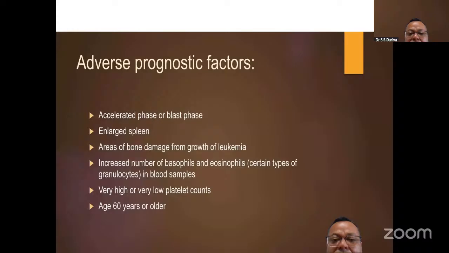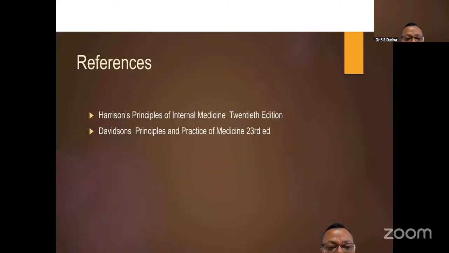The adverse prognostic factors, where the CML will not be treated or will not be cured: if it is the accelerated phase or blast phase, there is a large spleen, an area of bone damage from growth of leukemia, an increased number of basophils and eosinophils in blood samples, very high or very low platelet counts, and age 60 years or older. So these are the adverse prognostic factors. These are the references from Harrison and Davidson.